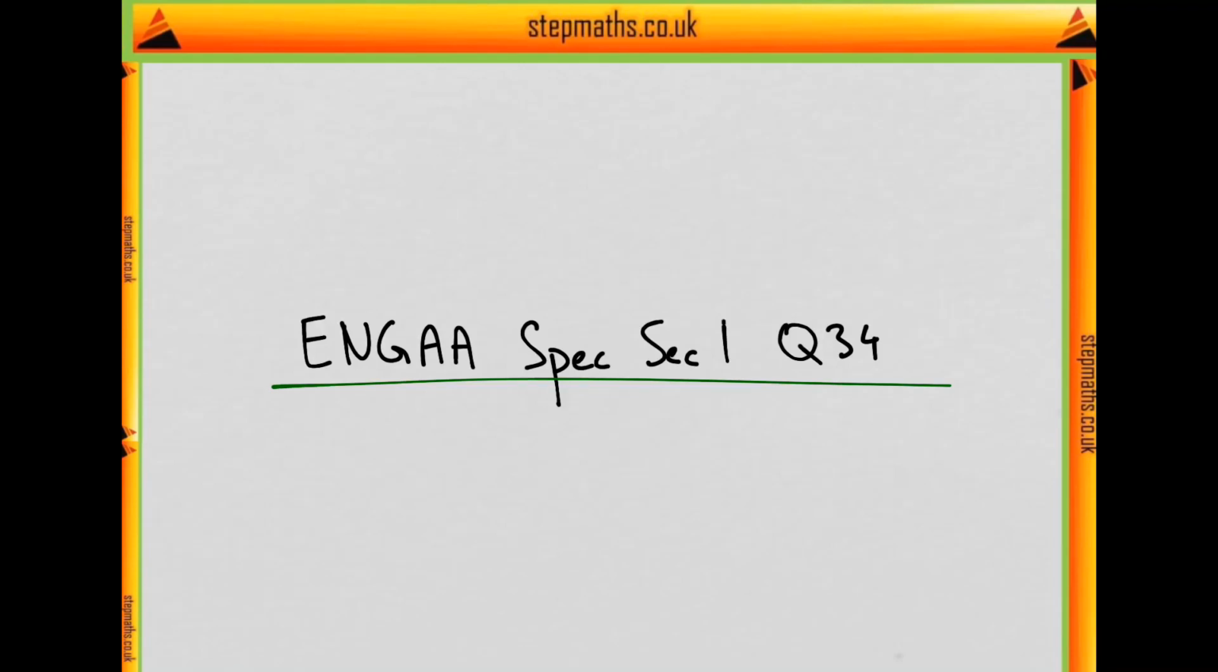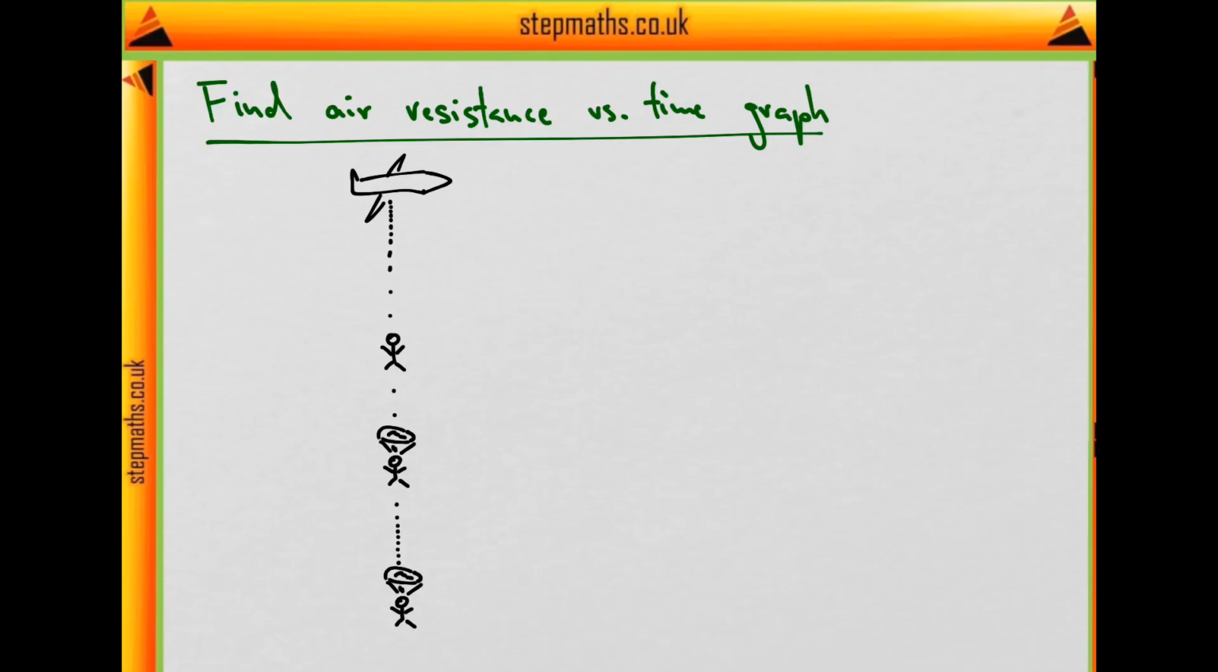In this video, we are going to look at question 34 from the specimen paper. A parachutist jumps out of an airplane and a few seconds later, they open their parachute to slow down a bit before they hit the ground. Our task is to pick the graph of air resistance against time from 5 plots given in the question.